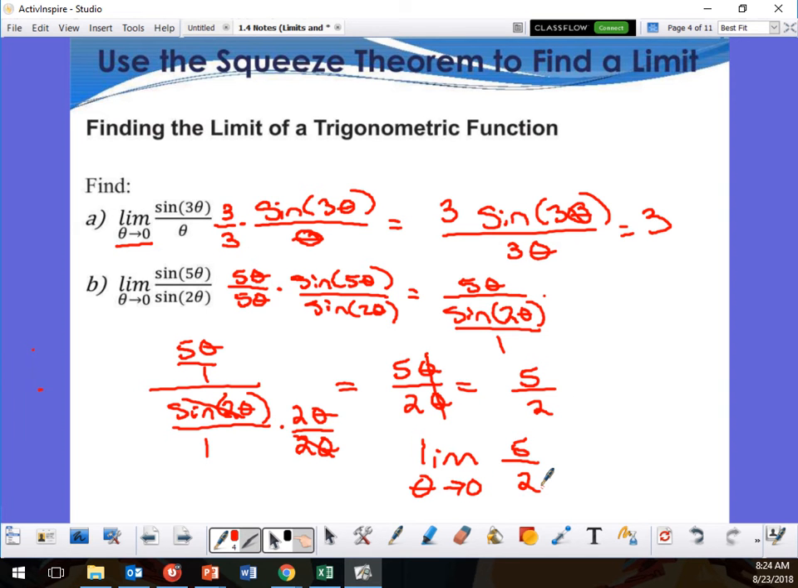Is there a variable in there? There's no variable. So the limit as theta approaches 0 is going to give you what? 5 over 2. Because this 5 over 2 has no variable to plug in as 0, right? If there was a variable here, I would plug in 0 and get 0, right? But since there are no variables here, I get the number 5 over 2.